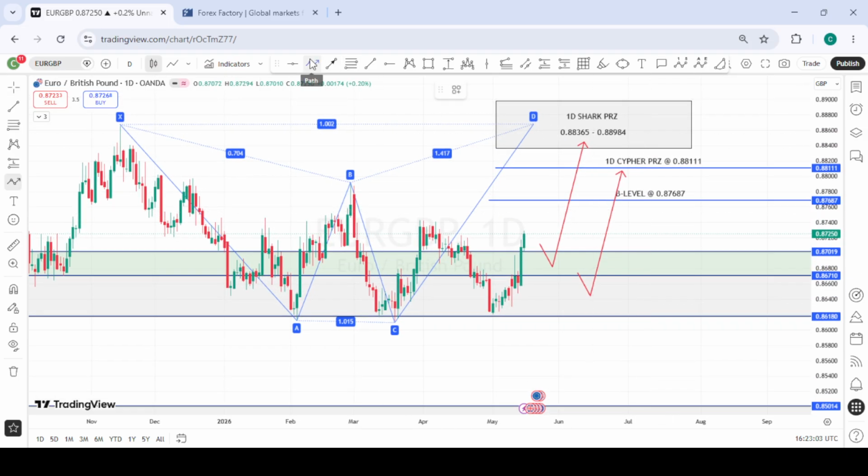But if price finds its way to clear these lows or break these structures below, and comes this way, then we know we are heading bearish for EURGBP. But until then, we are very bullish on EURGBP for the coming week.